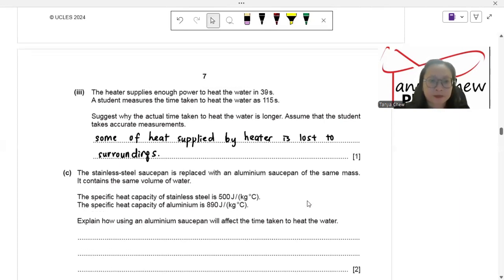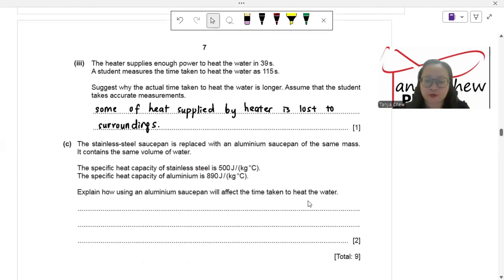Right. C: the stainless steel saucepan is replaced with an aluminum saucepan of the same mass. It contains the same volume of water. The specific heat capacity of stainless steel is 500 joules per kilogram per degree Celsius, whereas the specific heat capacity of aluminum, which is higher, is 890 joules per kilogram per degree Celsius. Explain how using an aluminum saucepan will affect the time taken to heat the water.